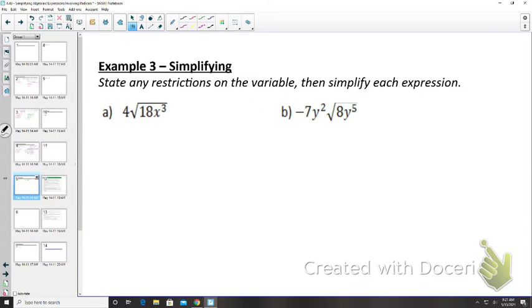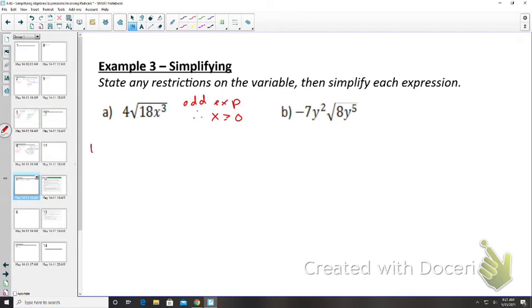All right, motoring along. So example 3, this is where we're just going to be simplifying. Okay, so again, we do need to first state any restrictions on the variable and then simplify this. Okay, so for 4 root 18x cubed, we have an odd exponent. Therefore, x must be greater than or equal to 0. Okay, so now that we've stated our restrictions, let's go ahead and simplify this.